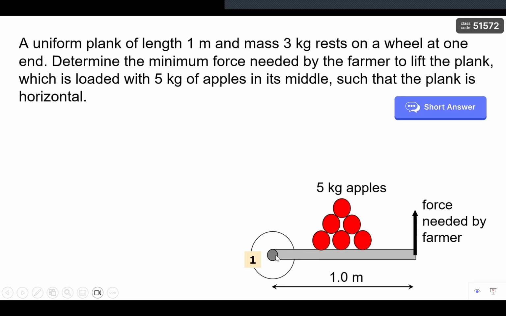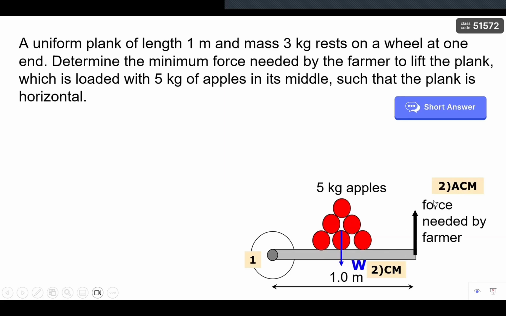Number two, you need to identify all the forces. I not only have this force by the farmer, I also have the force exerted by this 5 kg of apple and the plank. The plank is 1 meter. This 5 kg apple is in the center. The weight of the plank also is downward. So I have 5 kg and 3 kg acting downwards over here. So in step number two, I identify that there is one more weight caused by the apple and the plank itself.